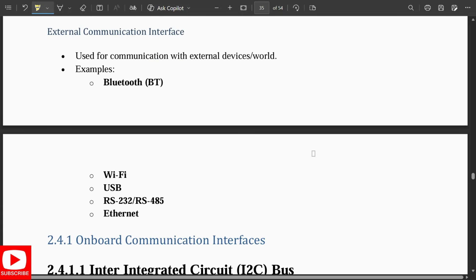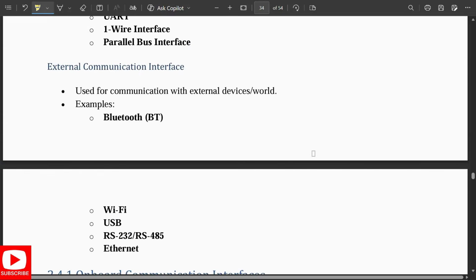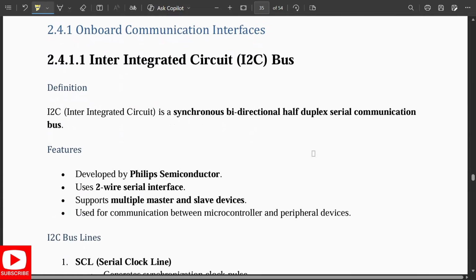External communication interface means communication with the external devices, like Bluetooth, Wi-Fi, USB, RS-232, and Ethernet. So first we'll discuss onboard, and then we'll move on to the external. The first one is the I2C bus.